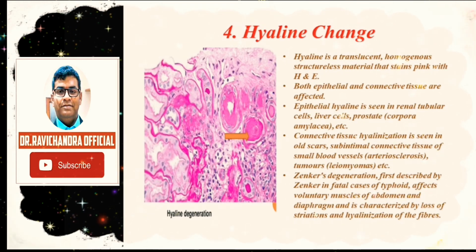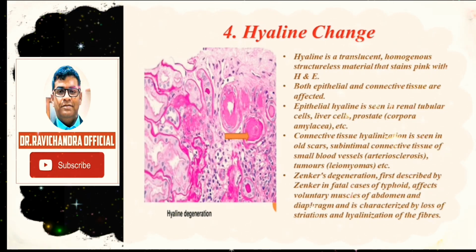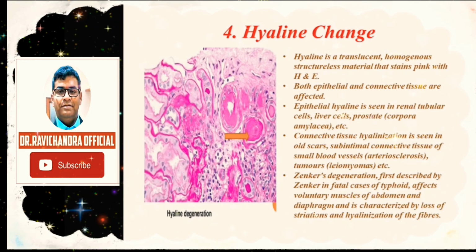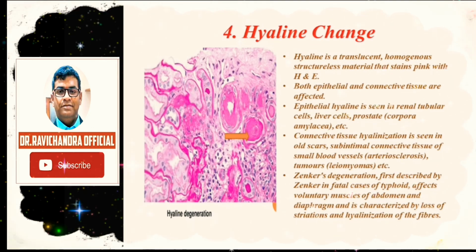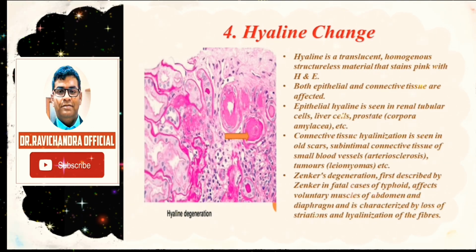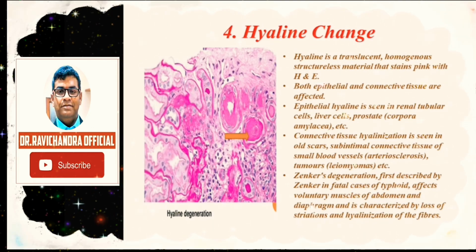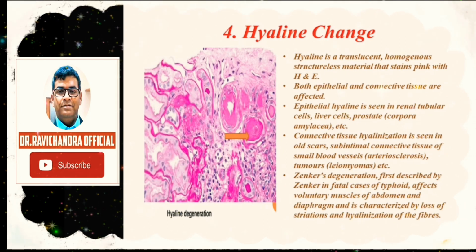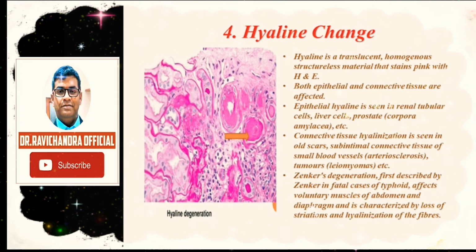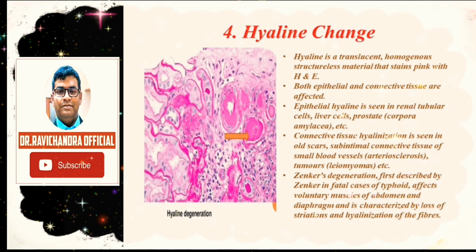Connective tissue hyalinization is seen in old scars, subintimal connective tissue of small blood vessels, arteriosclerosis, and in tumors like leiomyomas. Zenker's degeneration, which was first described by Zenker in fatal cases of typhoid, affects the voluntary muscles of the abdomen and diaphragm, characterized by loss of striations and hyalinization of fibers.